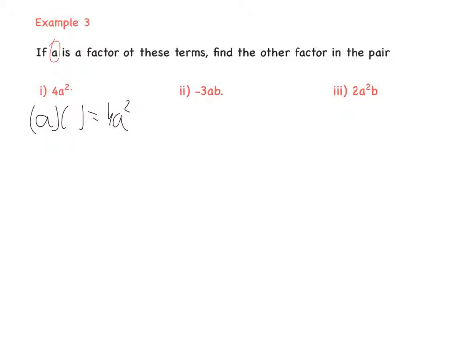So 4a squared is 4 multiplied by a multiplied by a. If we take 1a from here, what's left, okay? What we leave behind. So that's 4a. That's all we need. So 4a. And the other method is just division, okay? So 4, instead of a squared, we can write down a.